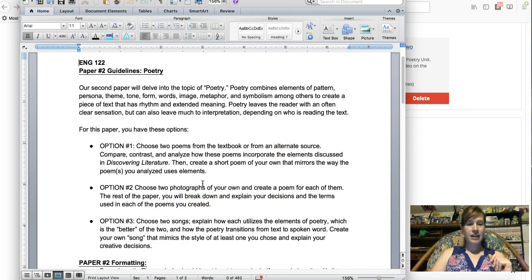Option two, and I'll scroll down here, is to pick two photographs, and for those two photos, you create a short poem for each, and then you break down and explain how you wrote those poems and why you chose to write them the way that you did. So I have a lot of students choose this option because they have a lot of photos either on their computer or through Facebook, Instagram, Twitter, whatever, that they took themselves. If you use photos that you took yourself, you do not have to cite them in MLA because they are your own. You own them. You don't have to give yourself credit for taking them.